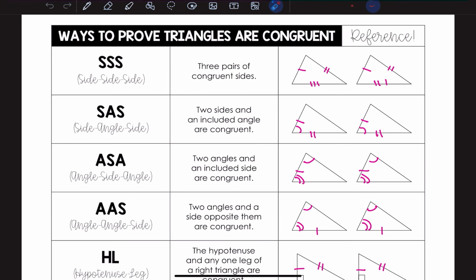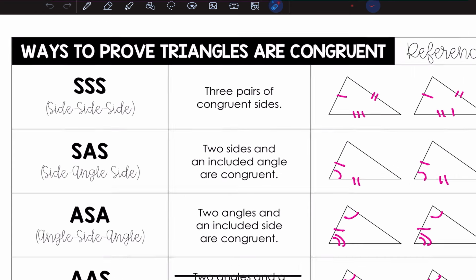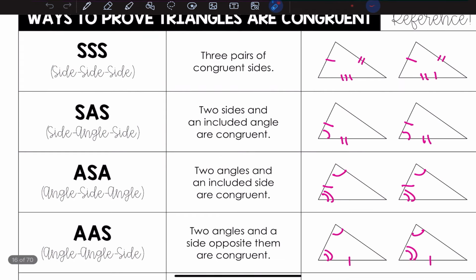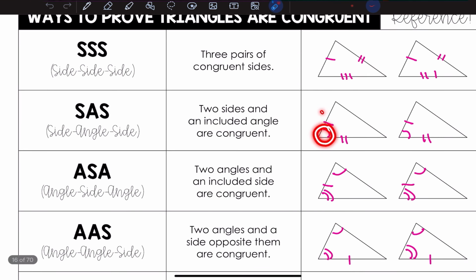Now, this whole unit is called Triangle Congruence because we are going to be proving that triangles are congruent using some of these theorems. So the first way that you can prove that triangles are congruent is by proving that all three sides are congruent. The second one is proving that there is two sides and the angle that is in between them. So if we look here, this angle is in between the two congruent sides, and it's the same in both of them. That is side, angle, side. There's a little sandwich.